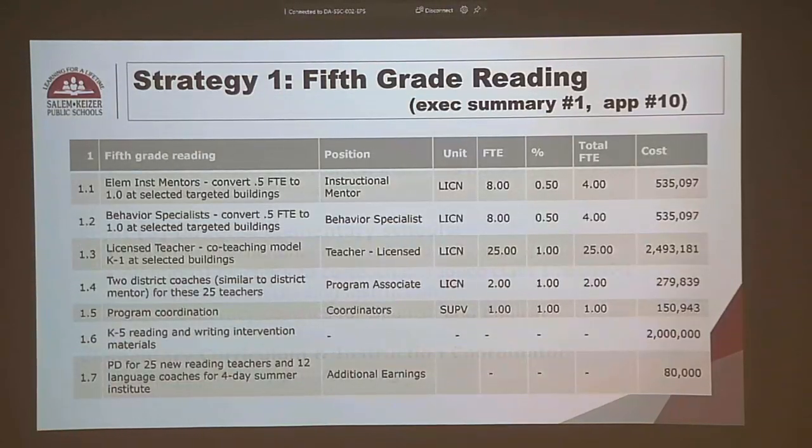And I apologize for the crowd. This is a tiny screen to see, so hopefully you can pull up these on your phones if you have them. So this lays out the actual numbers of positions assigned to this strategy.